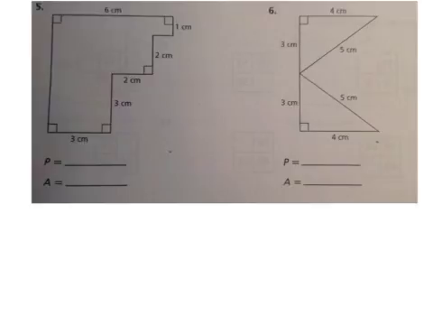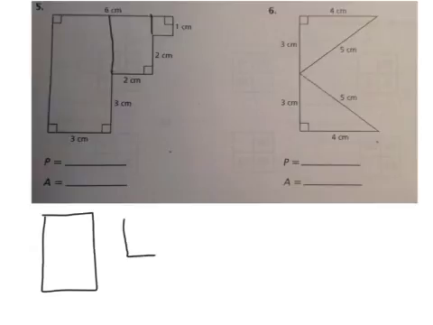Once again, for number 5, we just need to take this apart. It doesn't matter if we go vertically or horizontally, we get the same answer. So I'm going to cut them vertically like this. And I'm going to redraw them down here into 3 separate pieces.